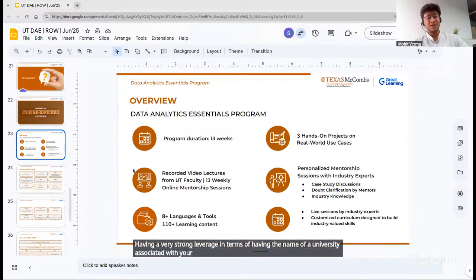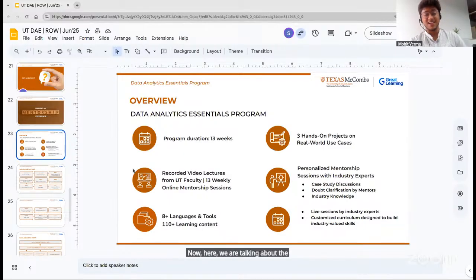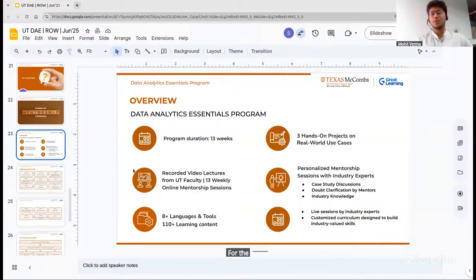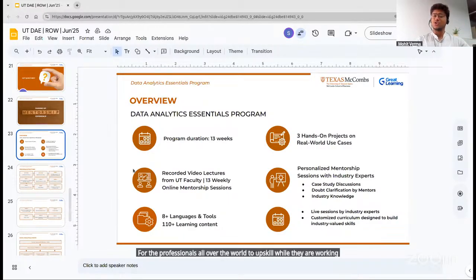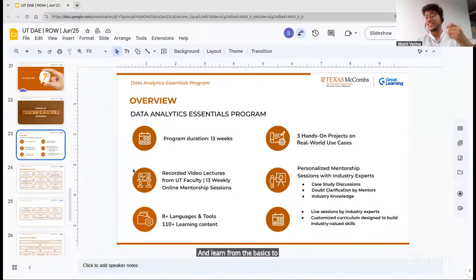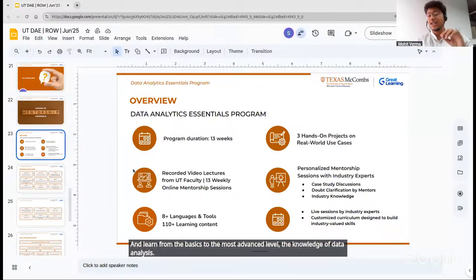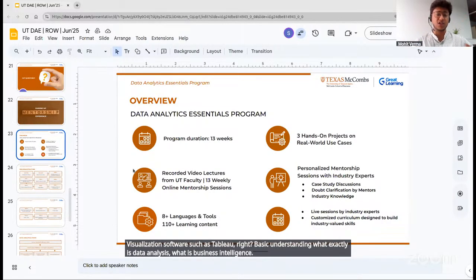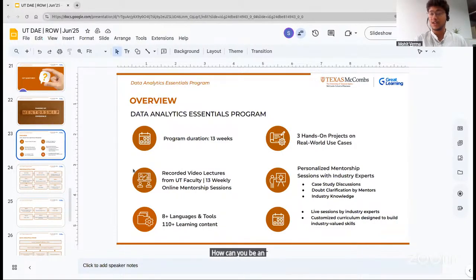with your profile, right? Now, here we are talking about the University of Texas at Austin, specifically McCombs School of Business, which is providing this amazing Data Analytics Essentials program for professionals all over the world to upskill while they are working in their jobs and learn from the basics to the most advanced level the knowledge of data analysis, including working on Excel, everything that we have discussed, SQL, Python, visualization software such as Tableau, right? Basic understanding of what exactly is data analysis, what is business intelligence, what is data visualization, how can you be an asset to an organization in this field. It is what the focus of the program is, right?